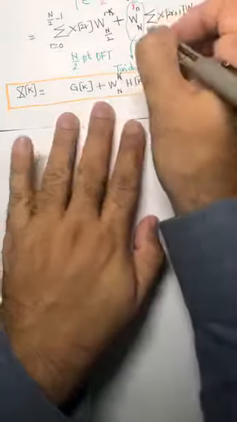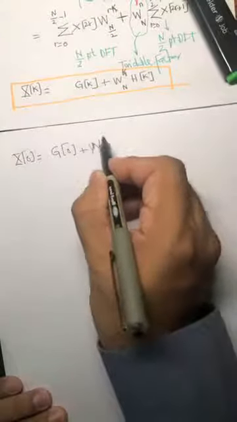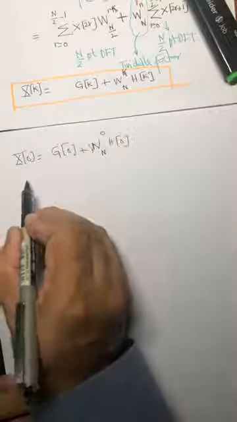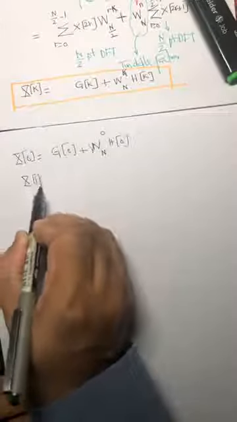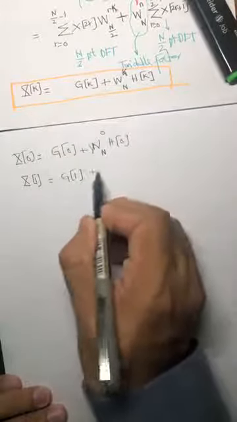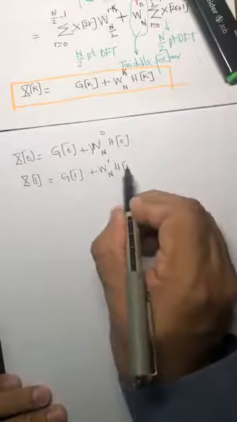N is the variable of summation. So this is also r goes from 0 to n by 2 minus 1. Okay. So now we have W_n^0 H of 0. Then we have x of 1, which is equal to G of 1 plus W_n^1 H of 1.